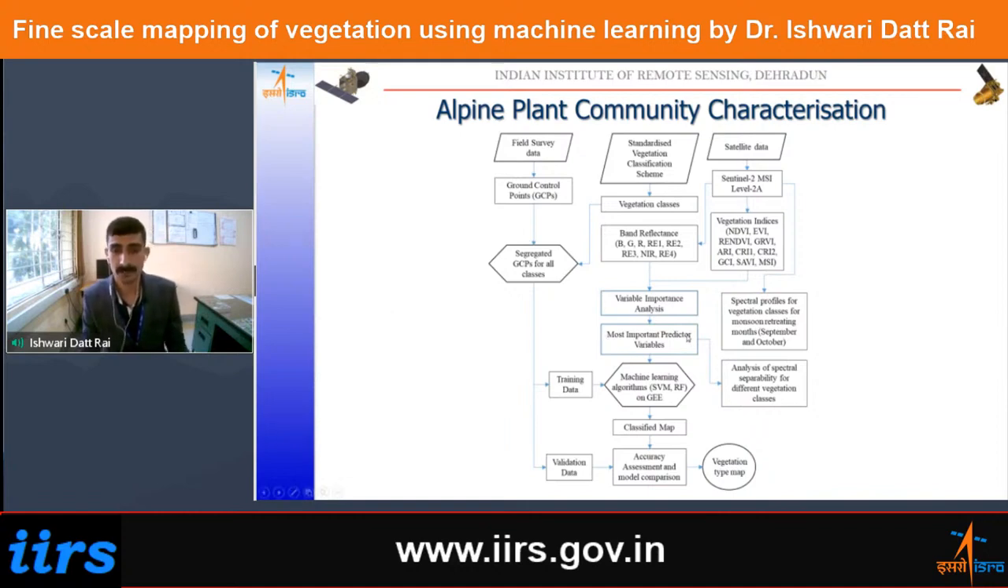So we identify the most important predictor variables which can predict the vegetation classes on the ground based on the training data. For the machine learning algorithm, we use random forest and the support vector machine. Those are available in the Google Earth Engine platform. The algorithms are available on different platforms like SNAP or Sentinel itself, or separate packages in R. So we are using Google Earth Engine, and based on these ground collected points, we trained the algorithm and also validated the generated maps. So finally, these vegetation or community type maps were produced.